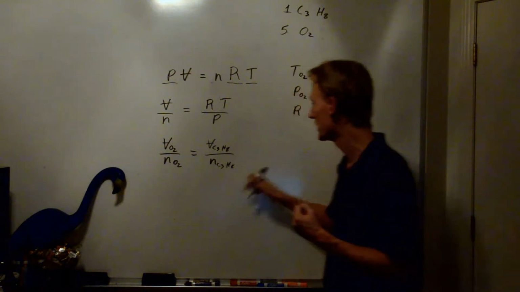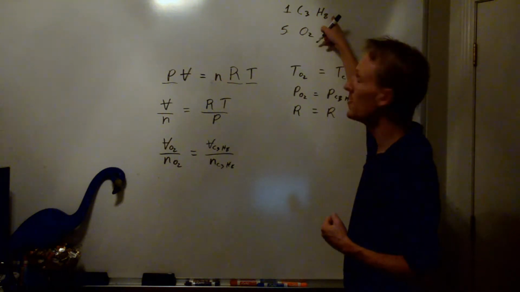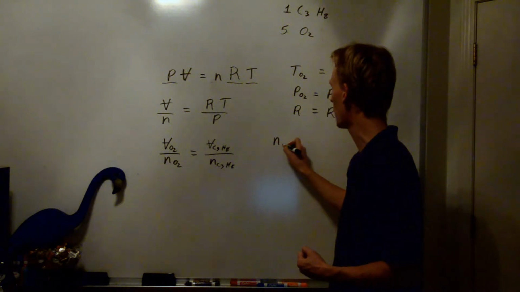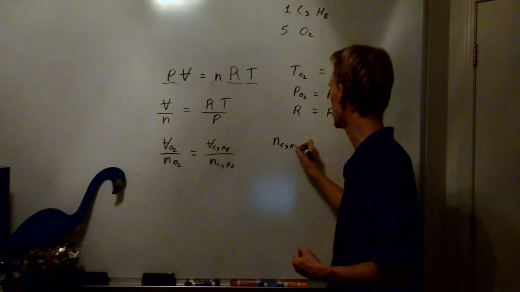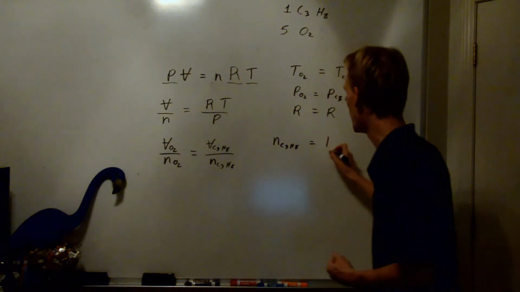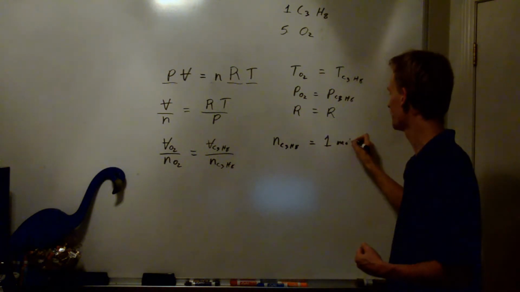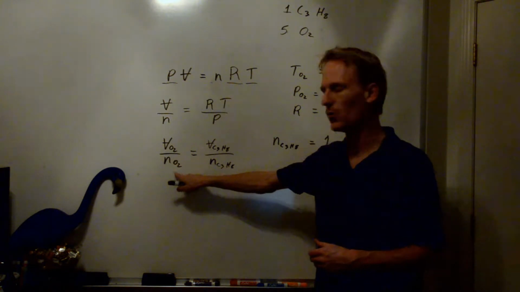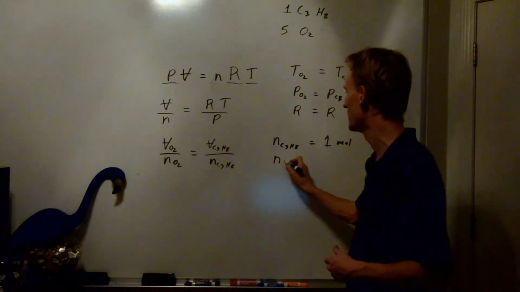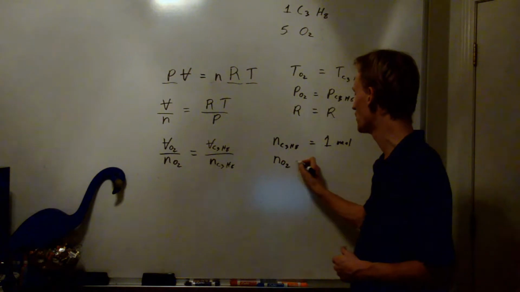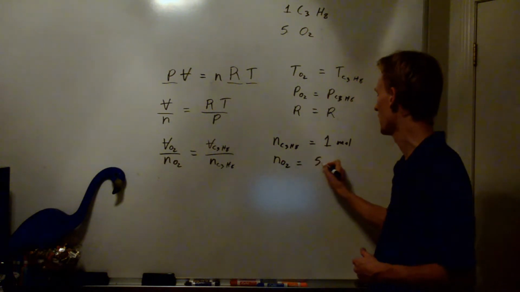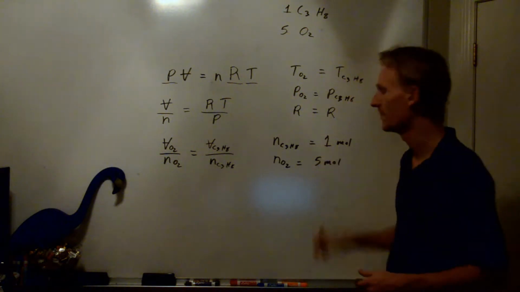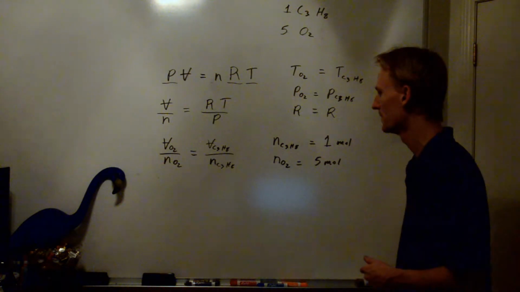So what I'm going to do is say we need a minimum of one propane molecule, right? So I'm going to say that our N for propane, our N C3H8, is equal to 1. We have 1 mole. And for our oxygen, O2, we know we need 5 times that many. So our N O2 we will set to a value of 5 moles, simply 5 times the value we have for our propane molecule.